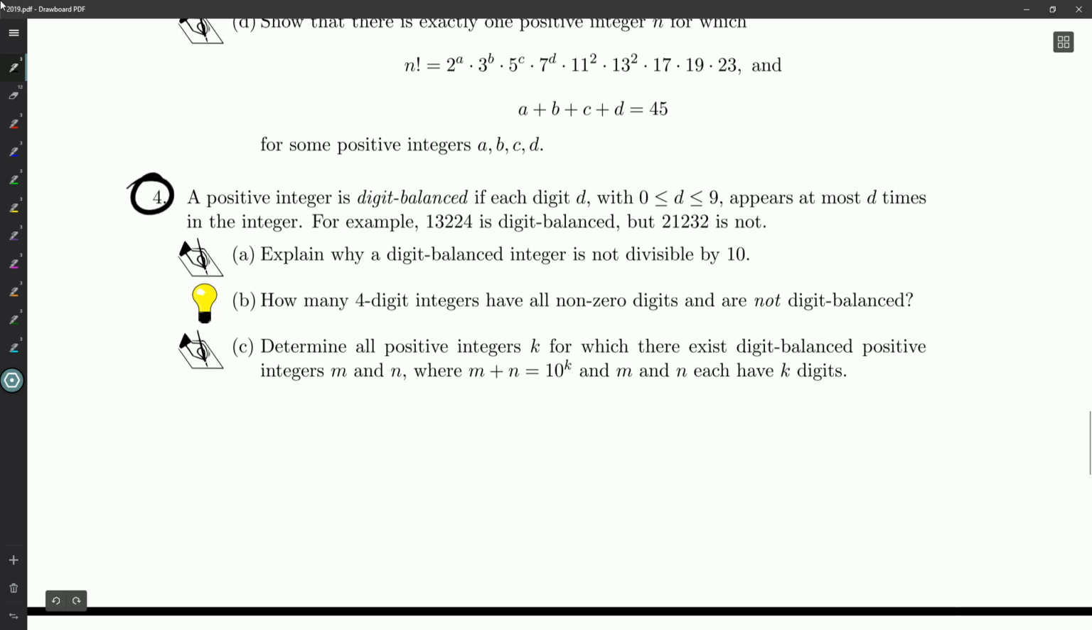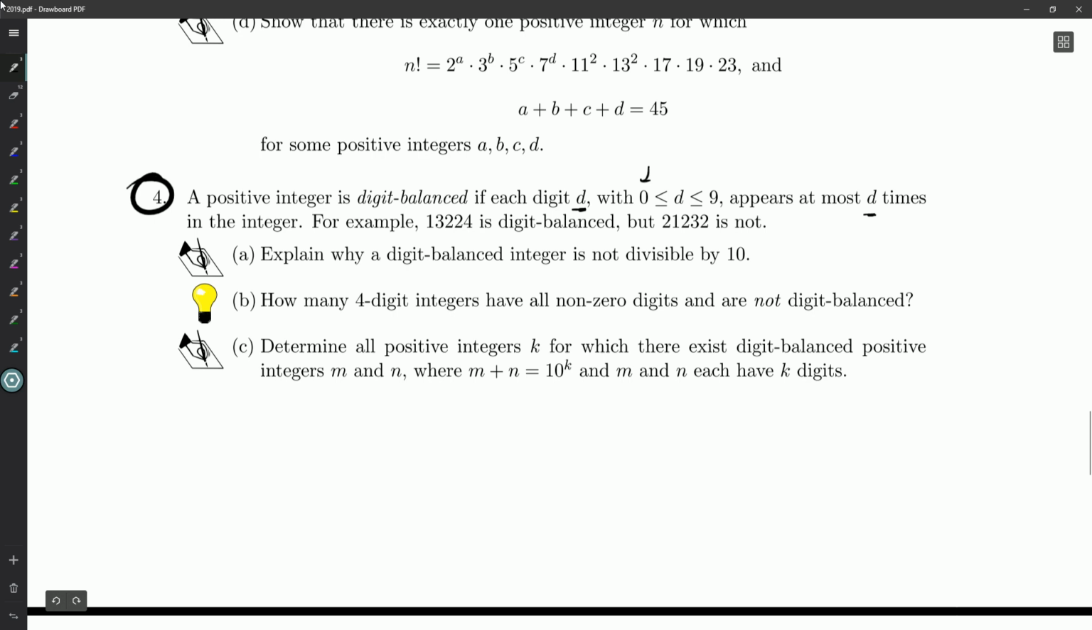A positive integer is digit balanced if each digit d, and d can be any digit between 0 and 9, appears at most d times. Okay, so then why bother considering 0? 0 would have to appear at most 0 times.